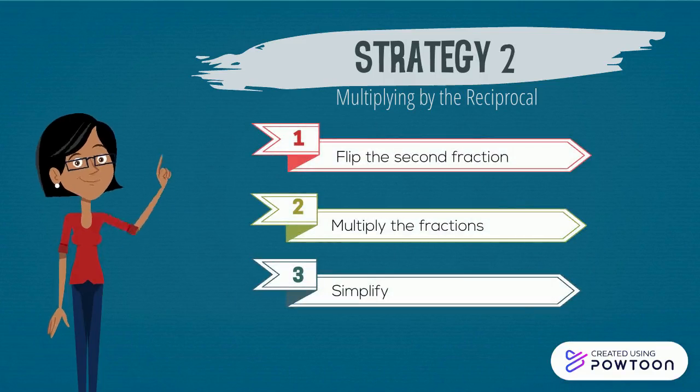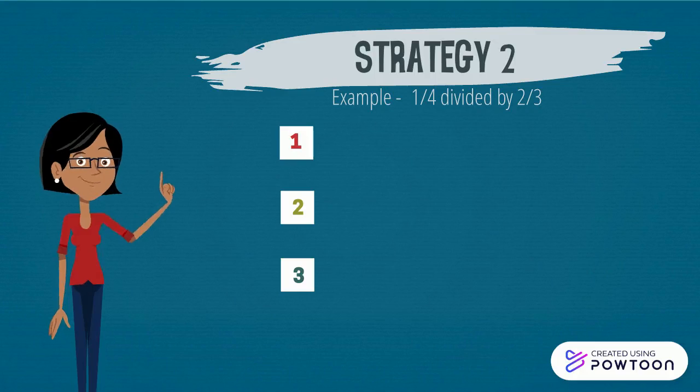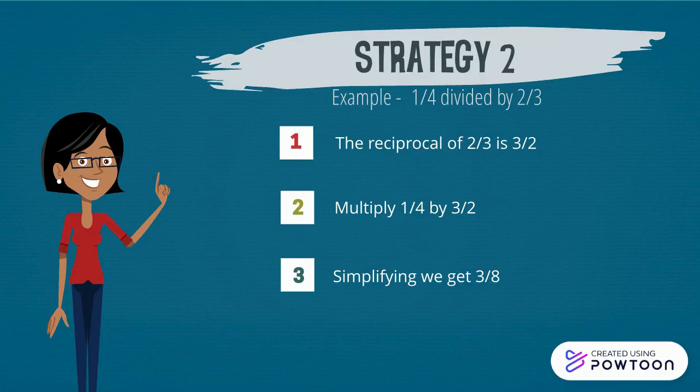Now let's talk about strategy number 2, multiplying by the reciprocal. Step 1 is to flip the second fraction, step 2 is to multiply the fractions, and step 3 is simplify. We will continue to use our same example. Step 1, the reciprocal of 2/3 is 3/2. Step 2, multiply 1/4 by 3/2. Step 3, simplify and we get 3/8.